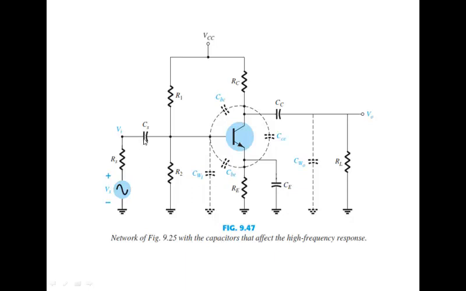These are the source side capacitances. This is the load side or collector capacitance. This is an NPN transistor connected in common emitter configuration using a voltage divider bias circuit. So we would be interested in computing the frequency response of this amplifier.